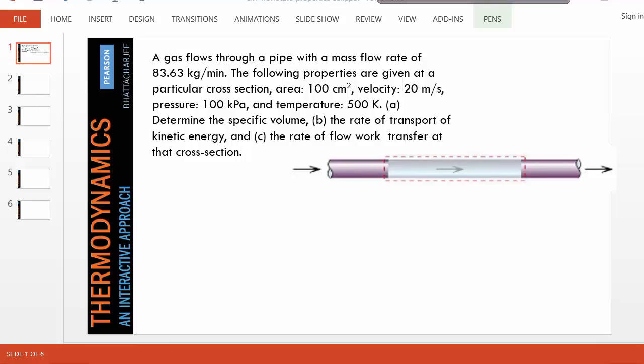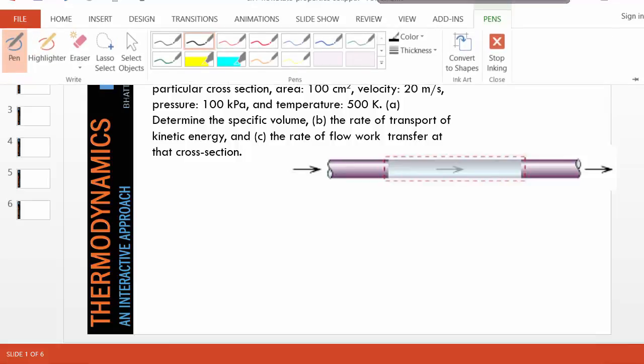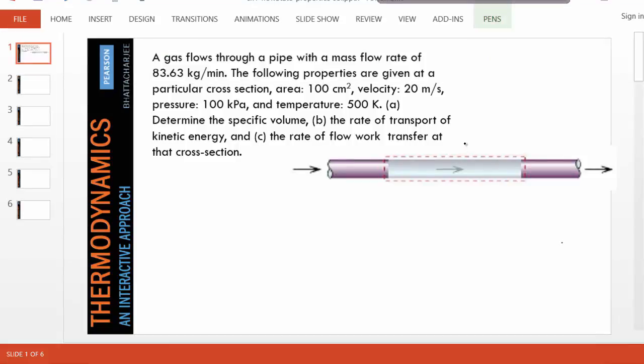Hello, this is a problem about a flow state. A gas is flowing through this tube and some properties are supplied, and we are supposed to find some of the unknown state properties. So let's call this flow state state 1. So we'll start by listing out what is known and then evaluating properties such as specific volume and rate of transport of Ke, etc.